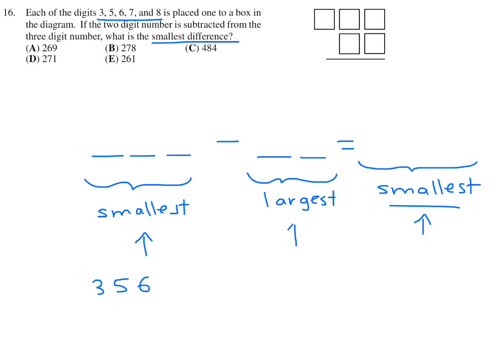And then for the largest possible 2-digit number, well, we only have 7 and 8 remaining as our digits, so the largest of those would be 87. So that would be our equation, 356 minus 87, and that is equal to 269. So the answer here is A.